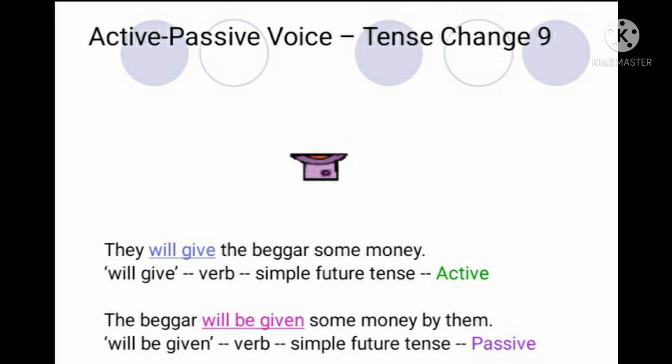They will give the beggar some money. What is a verb here? Will give. And what is a tense form? Simple future tense. And the sentence is in active voice. Okay. What will be the passive voice? The beggar will be given some money by them. So will be given is the verb and it is still in the simple future tense.